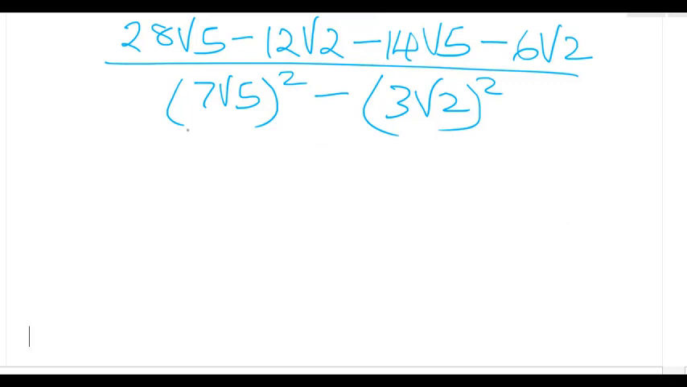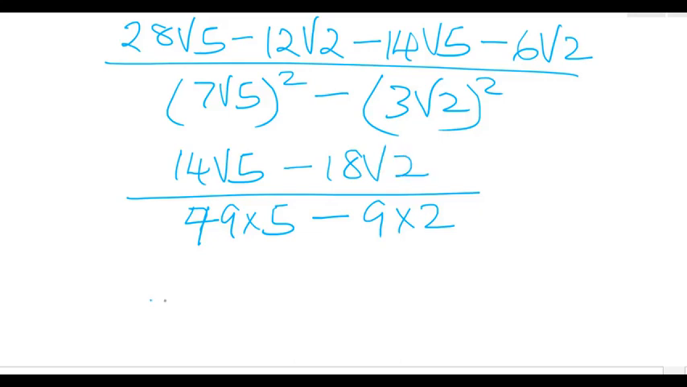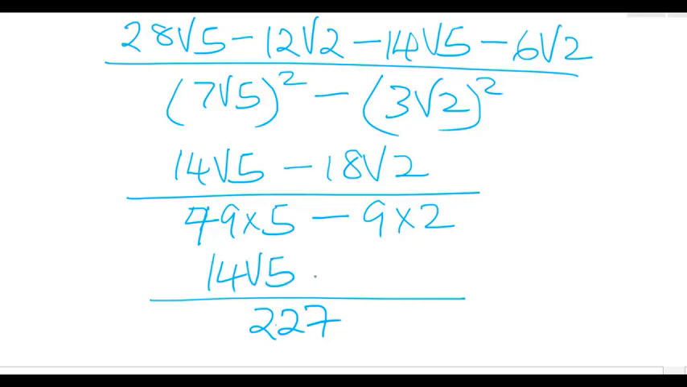And on further simplification, the denominator we get 49 multiplied by 5 minus 9 multiplied by 2. The numerator we are going to get 14 root 5 minus 18 root 2. Further, we simplify that one by 2. The denominator simplifies to 227, and the numerator simplifies to 14 root 5 minus 18 root 2.